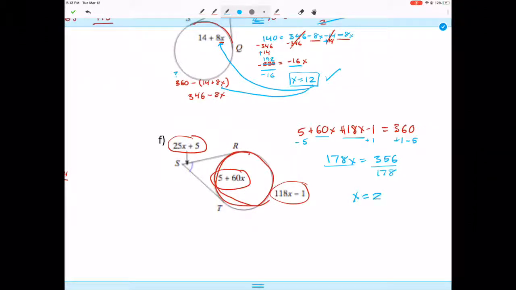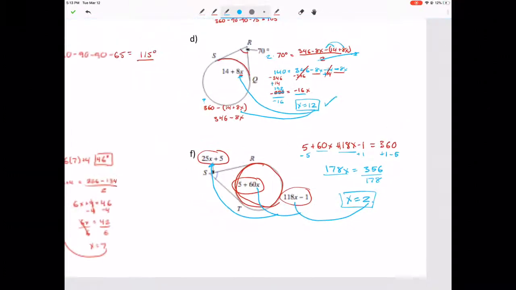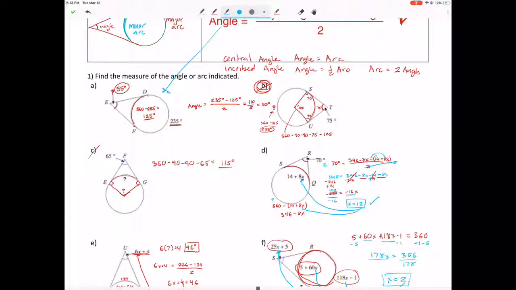X equals 2. And then, since it doesn't ask us for a specific part, that would just be our answer. But you could, like I said, plug these in here and find the angle, major, and minor arcs. Okay, all right.